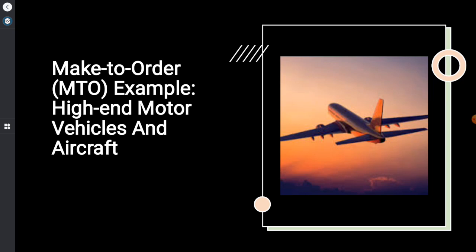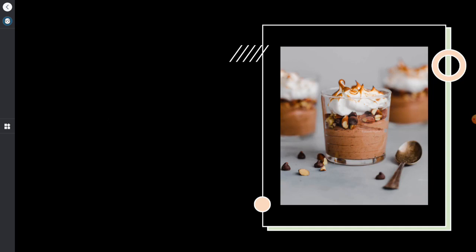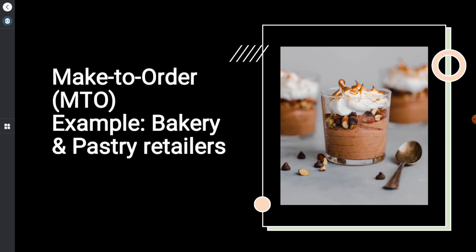Another example is bakery and pastry retailers. They also have the option to use the make to order strategy. So they have inventory, raw material of chocolate, nuts, or milk, or anything else. And then when they receive an order from the customer, they can customize their products a little bit according to customer orders.